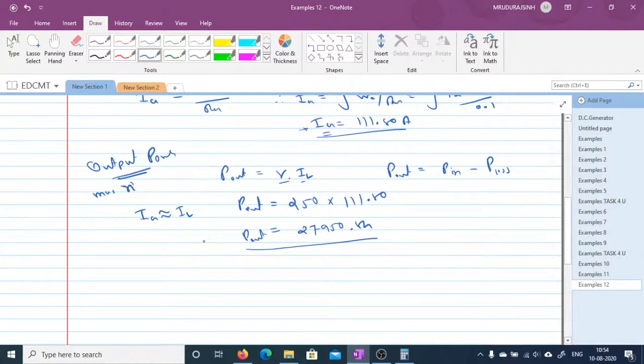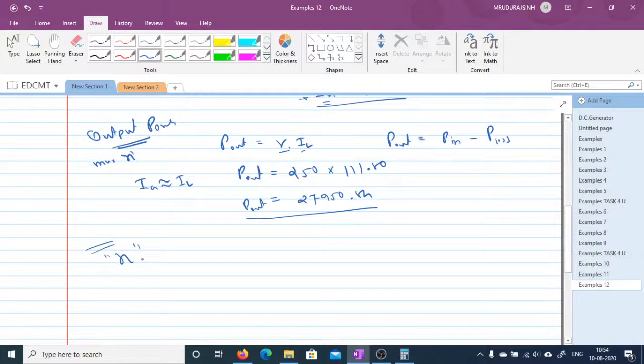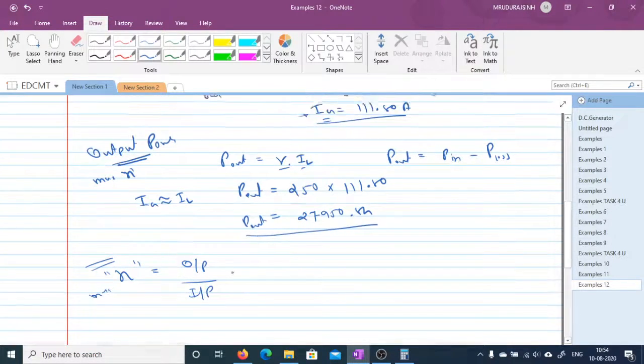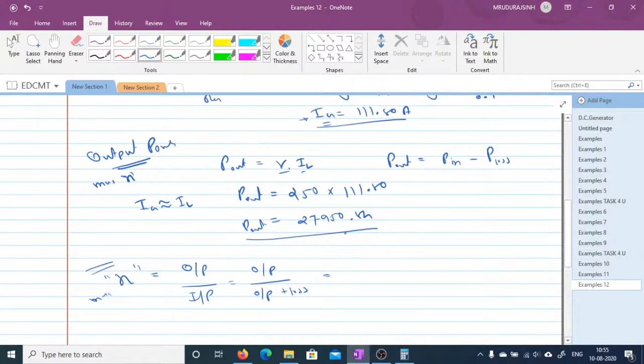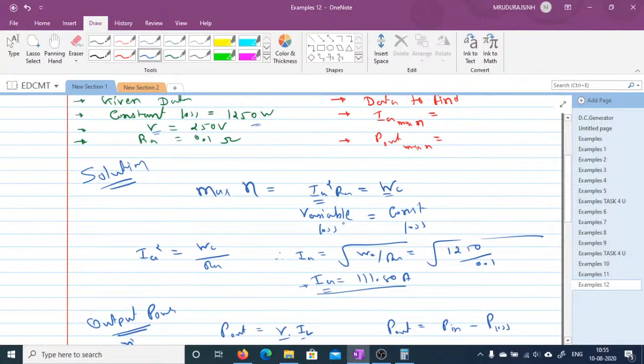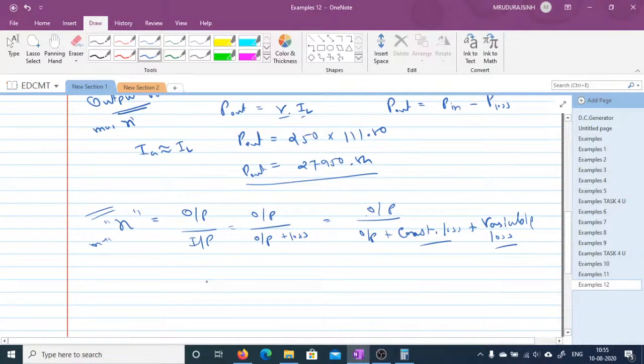If you really want to find what is the maximum efficiency for this machine, how can we calculate the efficiency? Output by input, right? And input, the equation can be modified as output plus losses. What are the losses? Copper loss, iron loss, and mechanical loss. Copper loss is variable loss, mechanical loss and friction loss is constant loss. So if we rewrite this equation as output divided by output plus constant loss plus variable loss, right?